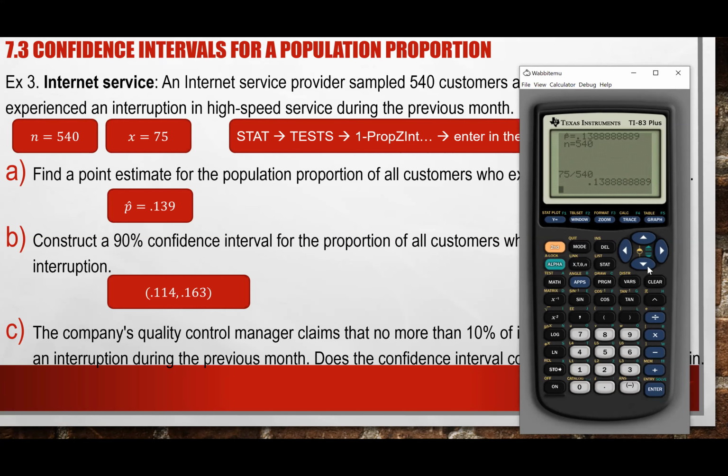Your point estimator is the same. If I change this instead of 90% to 0.98%, you will see that the point estimator is the same. The point estimator is just basically X divided by N, 75 divided by 540. That's what part A is. So again, the percentage does not dictate the point estimator. It doesn't matter what percentage they ask you to construct, you will get the same point estimator.